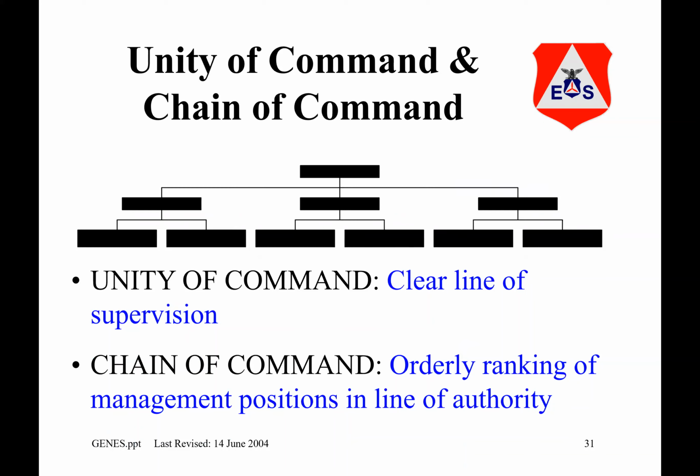Unity of command provides a clear line of supervision, and chain of command is the orderly ranking of the management positions. A cadet in a flight reports to their element leader, then flight sergeant, flight commander on up. Very comparable thought process in an incident command and emergency services. And you follow that chain of command.